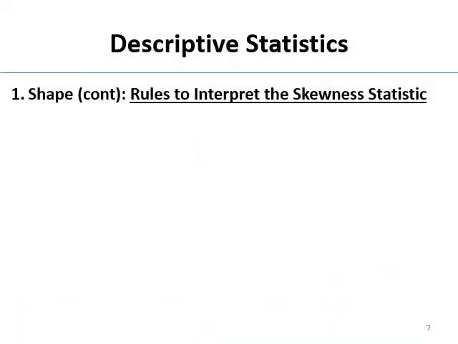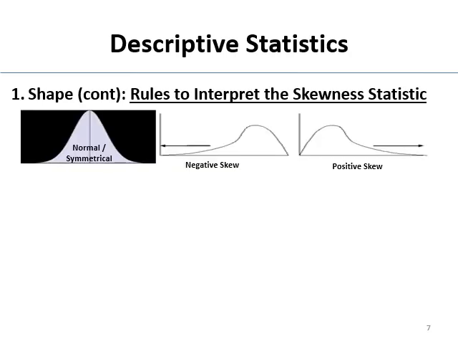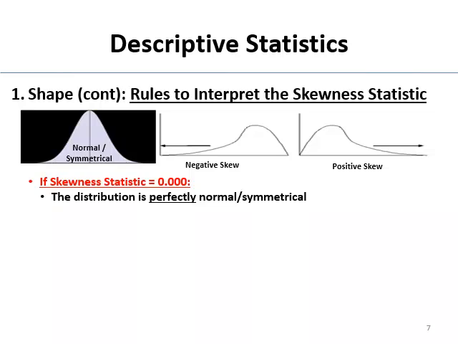So the rules for interpreting the skewness statistic, again, there's those three distributions. First of all, if the skewness statistic that SPSS calculates is just 0 across the board, that means that your distribution is perfectly normal. That doesn't happen very often, but it's just sort of an idea, or at least didactically. The closer it is to 0, the less skewed a distribution is.